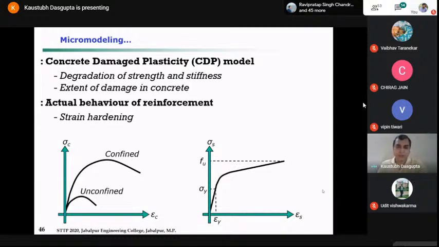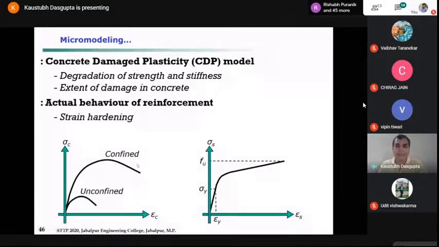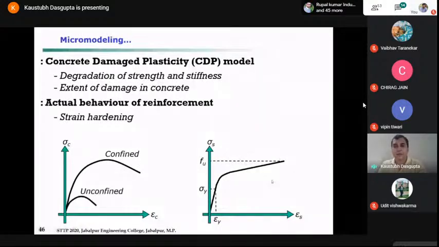So you can model the unconfined, confined concrete, as I mentioned yesterday in the lecture, and then the actual stress strain curve of steel with the strain hardening and the overstrength part, what we generally ignore.